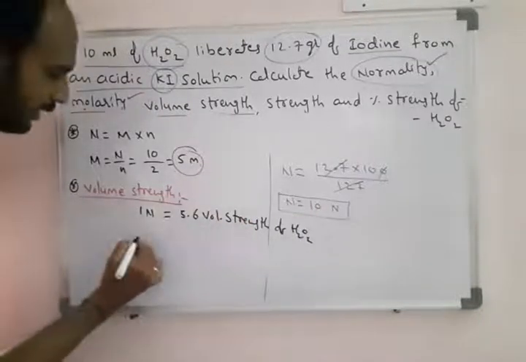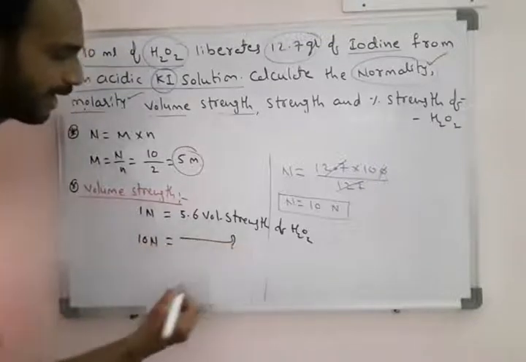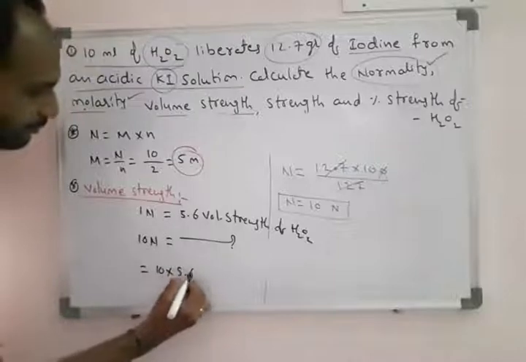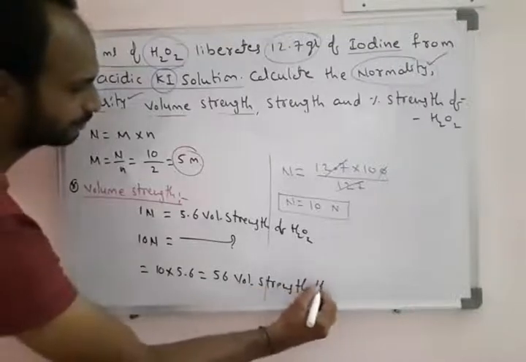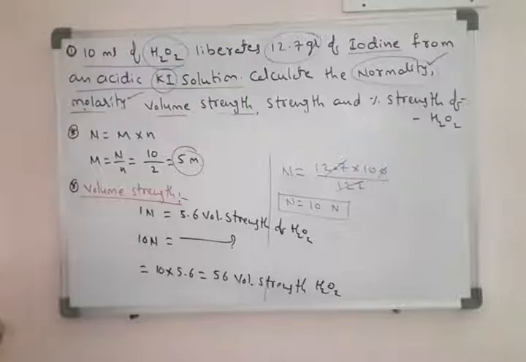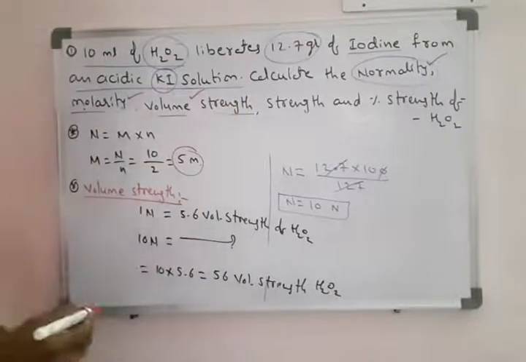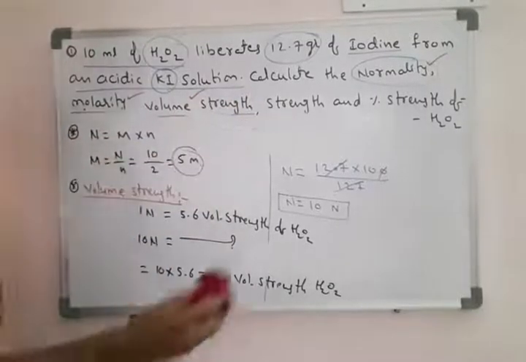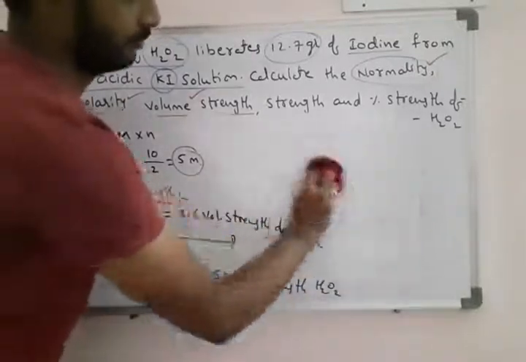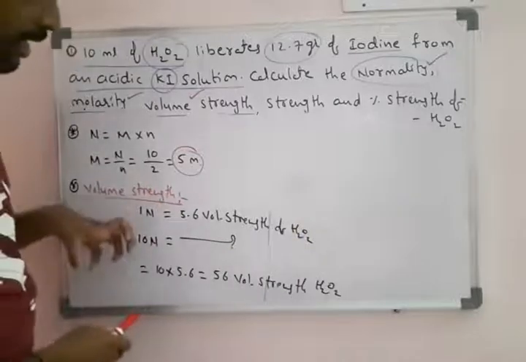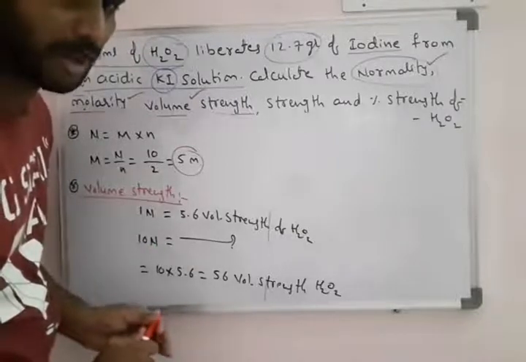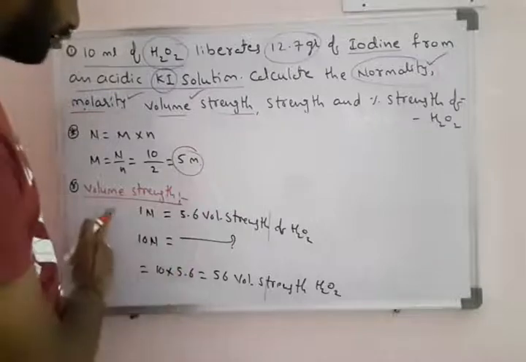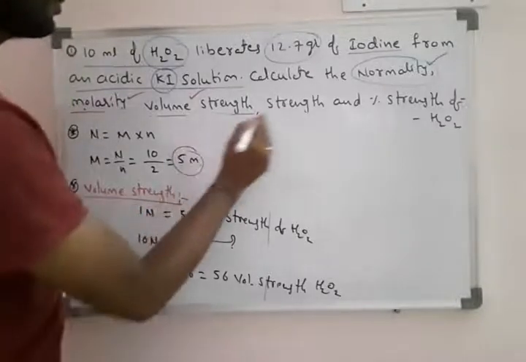Here we got 10 normality, so what will be the volume strength? That becomes 56 volume strength hydrogen peroxide. So the volume strength is completed. Here volume strength is only applicable for hydrogen peroxide. It is based on the volume of oxygen liberated by the sample of hydrogen peroxide. In the volume strength concept, we discussed that. Now next is to calculate the strength.